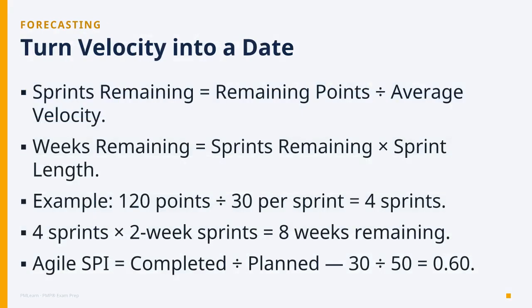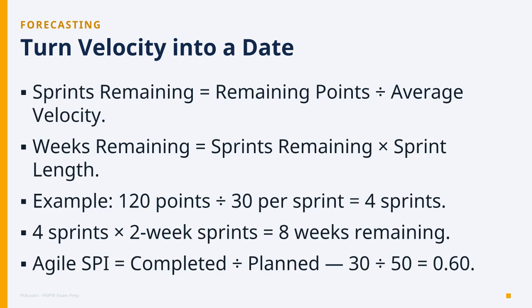Now the math, and it's friendlier than it looks. Sprints remaining equals remaining story points divided by average velocity. Then weeks remaining is just sprints times the sprint length. Let's walk through one. A backlog of 120 points, average velocity of 30. 120 divided by 30, that's 4 sprints. 4 sprints, 2 weeks each, 8 weeks to go.